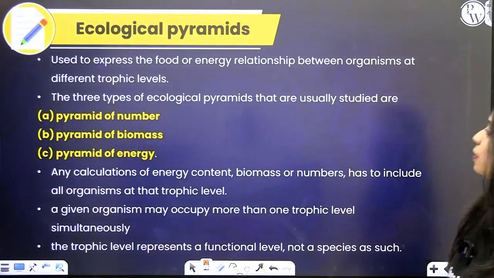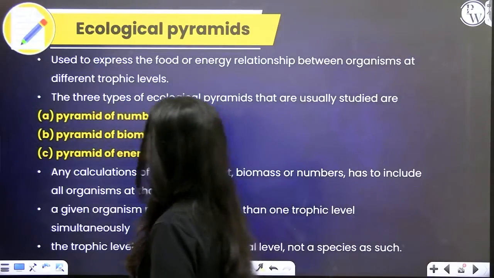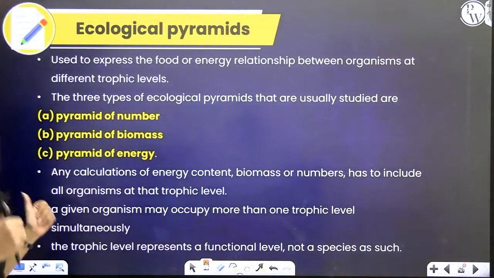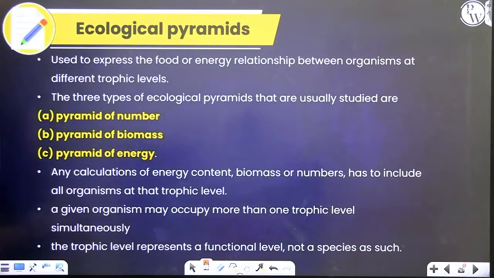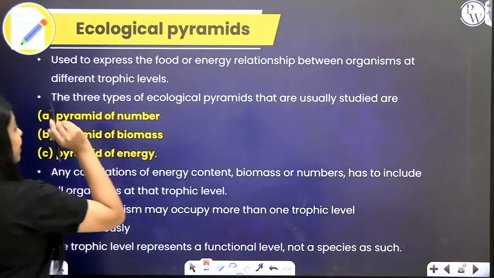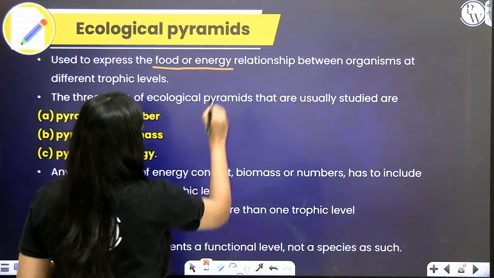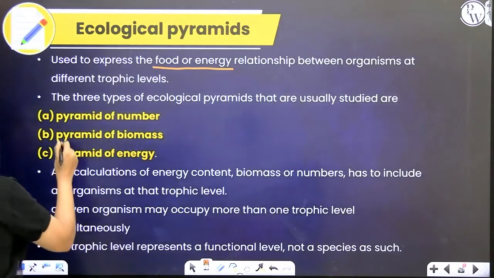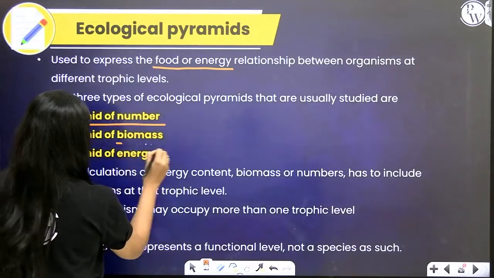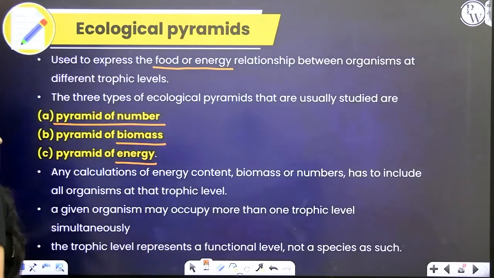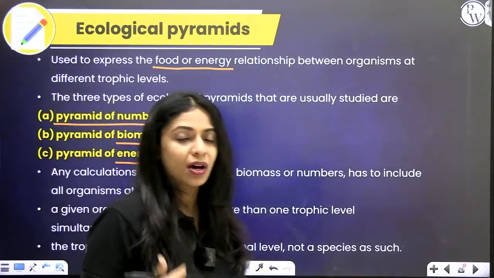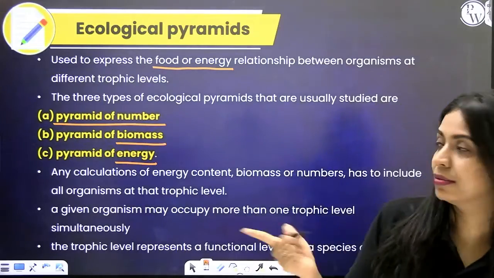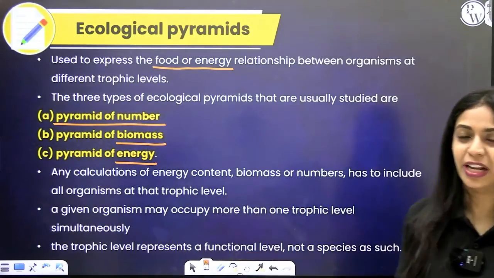Now let's learn about ecological pyramids. What are these ecological pyramids? They are used to express the relationship between food or energy between different organisms at different trophic levels. There are three parameters that are usually studied: pyramid of number, pyramid of biomass, and pyramid of energy. It can be studied in terms of number, organic biomass, or how much organic matter is present, and in terms of energy.